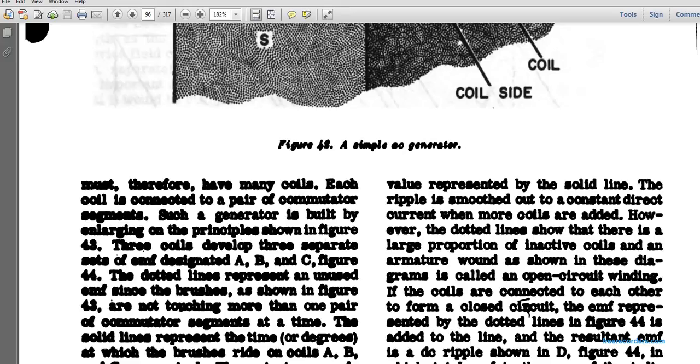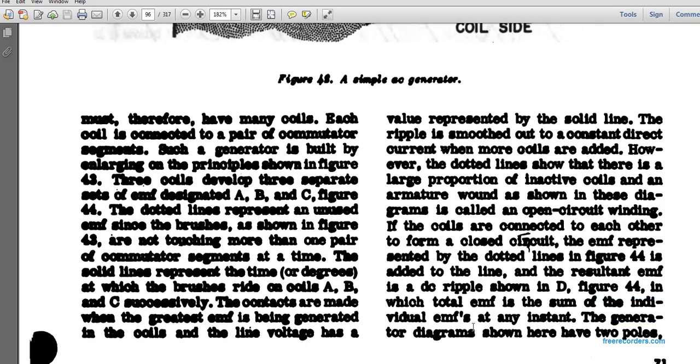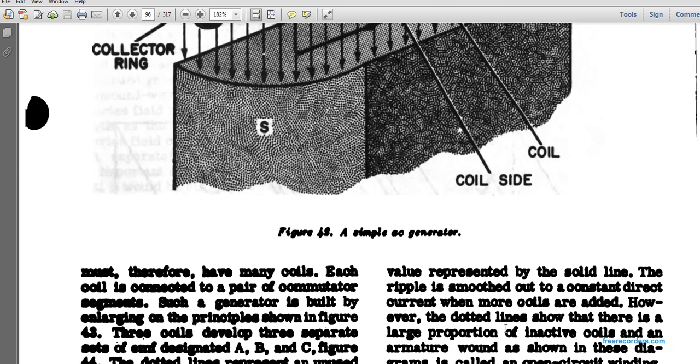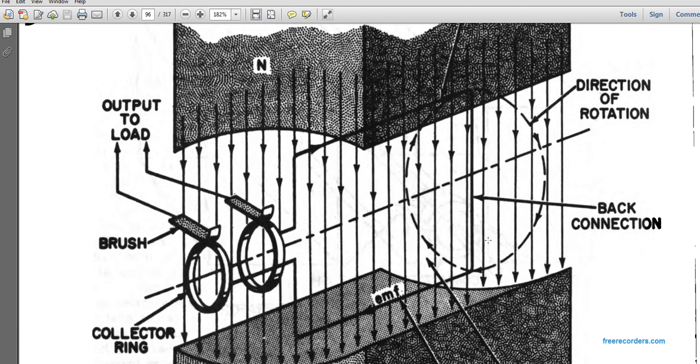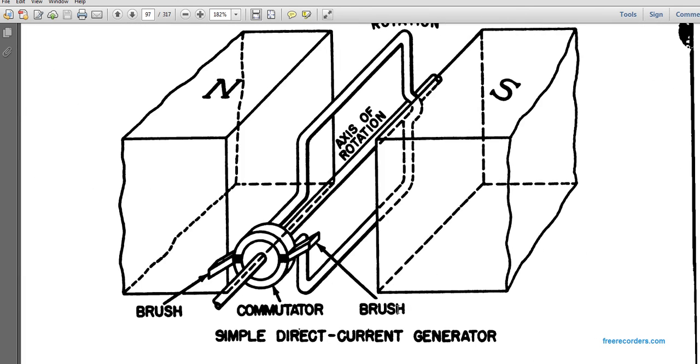in figure 44, added to the line resultant EMF due to the ripple shown in figure 44, in which the total EMF is the sum of the individual EMFs in constant generation diagrams in 2 poles. So I guess that shows the split lines and the regular, the full lines.